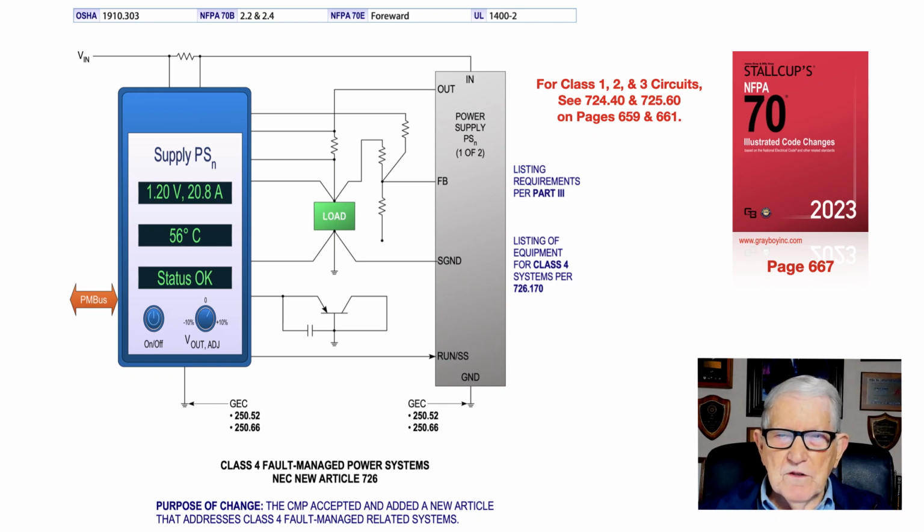Now this illustration deals with Class 4 fault managed power systems. It's a new Article 726, and that's what the code panel's main purpose of change was, to accept this new article. And remember, Class 1 circuits is Article 724, Class 2 and 3 is Article 725, and of course, Class 4 circuits is Article 726 that we're looking at now.